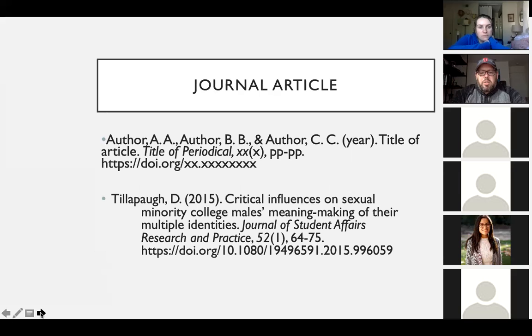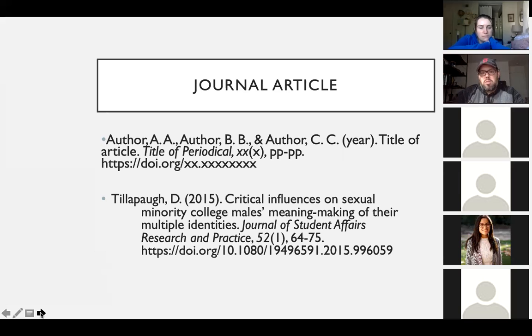A journal article is similar to what we have covered previously, but there are a little bit of differences. Again, you would put your authors followed by the year that it's published. The title of the article, again, is not italicized. The thing that is italicized is the journal name.